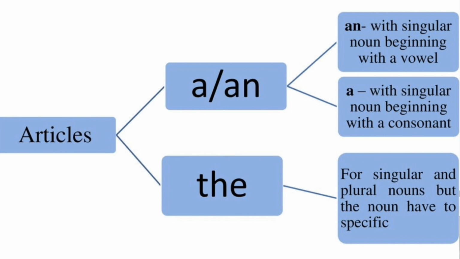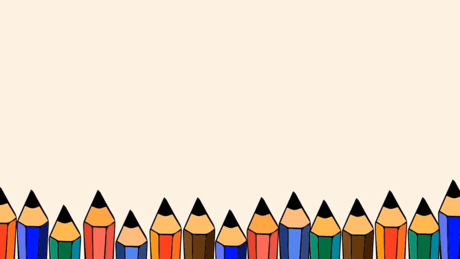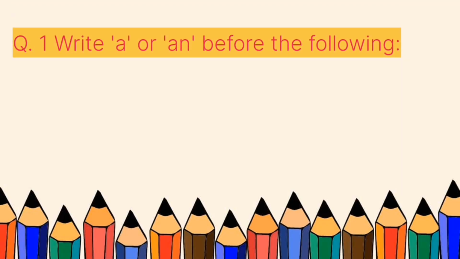Students, you should not forget that a is used before words that start with a consonant sound, an is used before words that start with a vowel sound, and the is used to refer to specific or known items. First question, write a or an before the following. Dash owl. The answer is an owl.